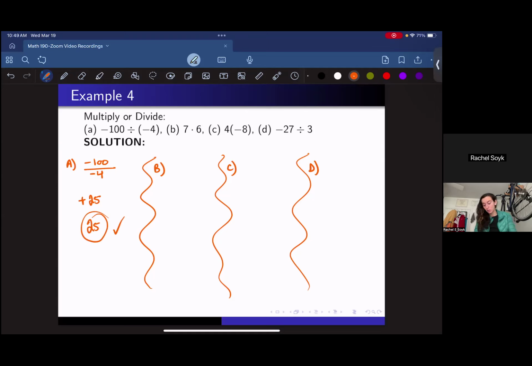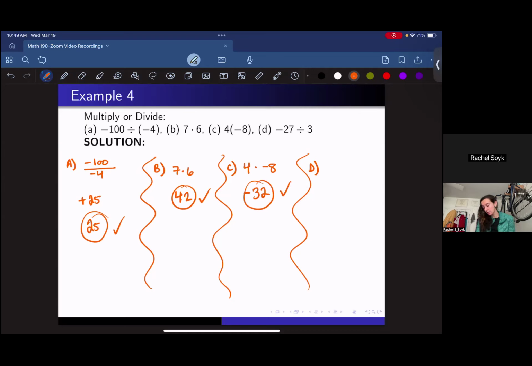Let's move on to B, where we're asked to find the product of 7 and 6, both positive numbers. We end up with 42. Part C, the product of +4 and -8. Positive times a negative is a negative, and 4 times 8 is 32. So -32 is our result.